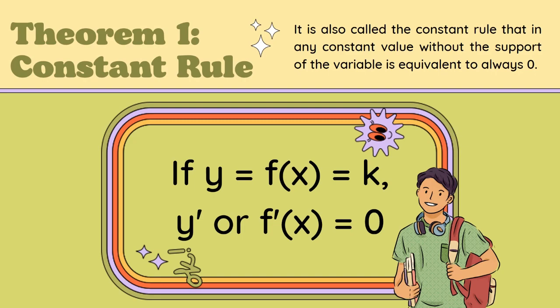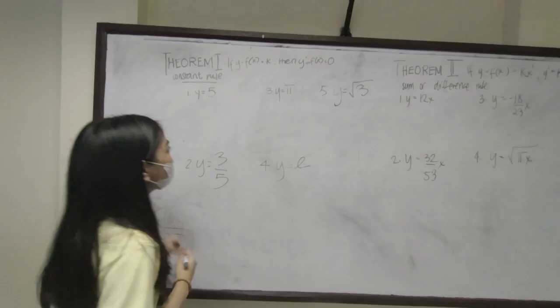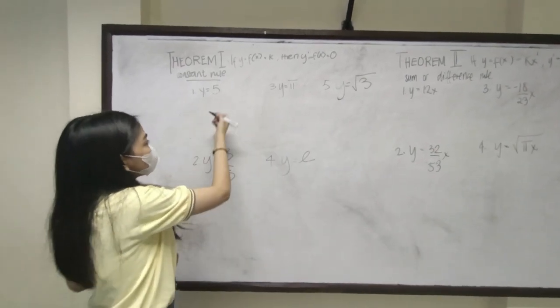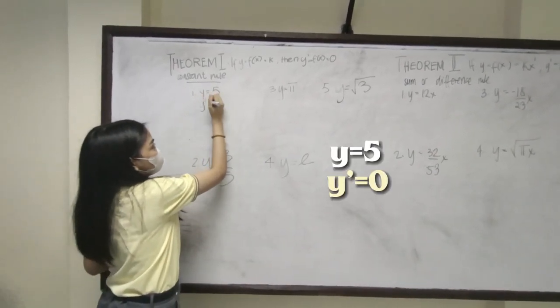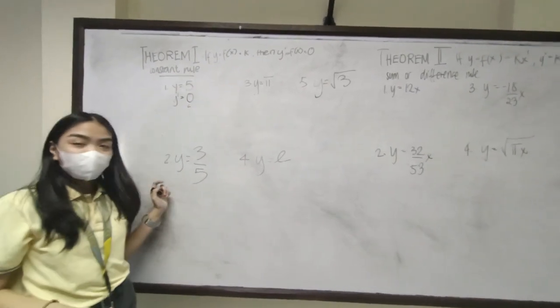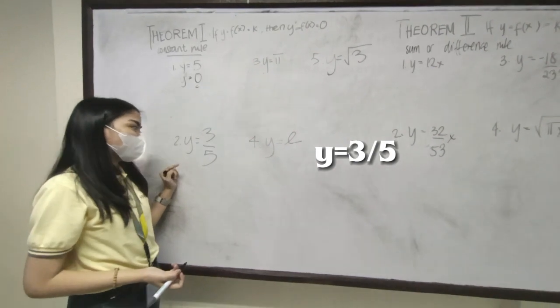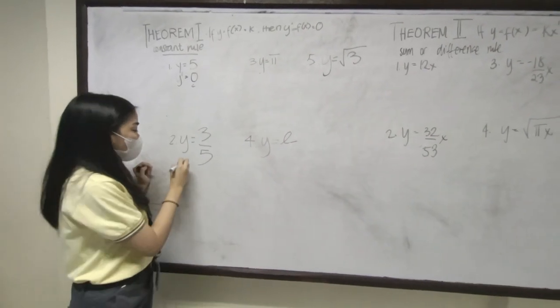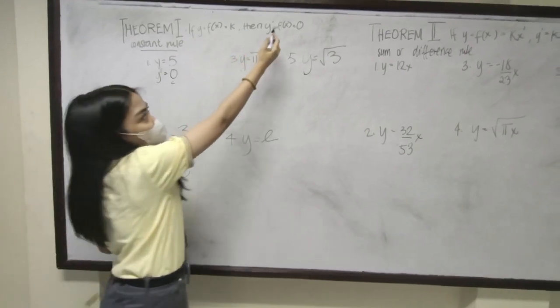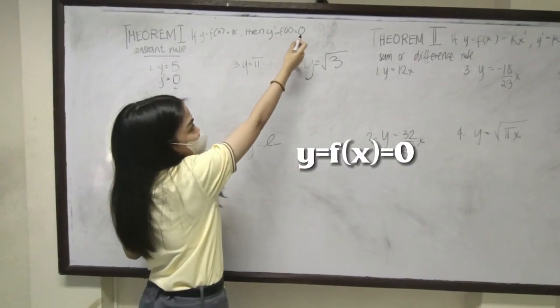It is also called the constant rule, that any constant value without the support of a variable is equivalent to always 0. For the first example, we have y equals 5. And using the constant rule, y prime equals 0. And that's our answer. For the second example, we have y equals 3 over 5. And y prime equals 0, using the constant rule and the formula, that y prime equals f of x equals 0.